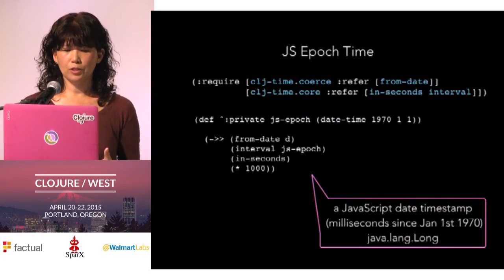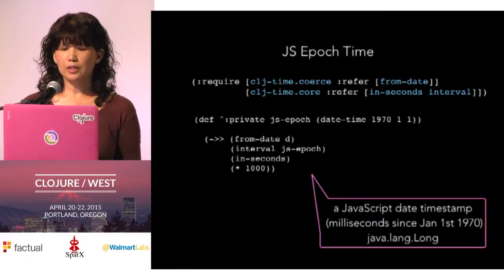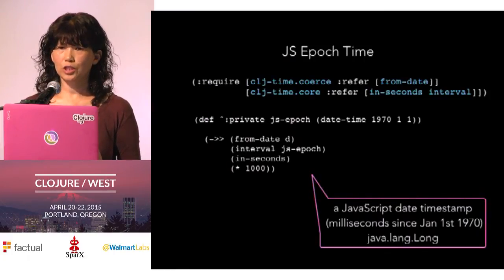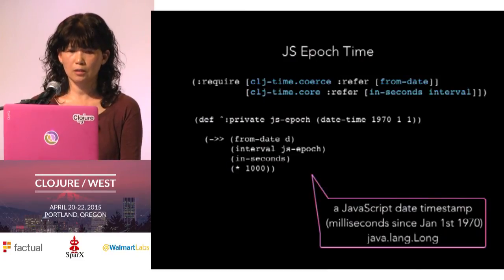Another thing I would like to mention is highcharts uses JS epoch time. What is JS epoch time? It is a JavaScript timestamp in milliseconds since January 1st, 1970. In Clojure, it is the java.lang.Long data type. And it can be done easily by using clj-time.core.